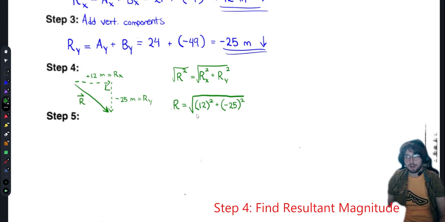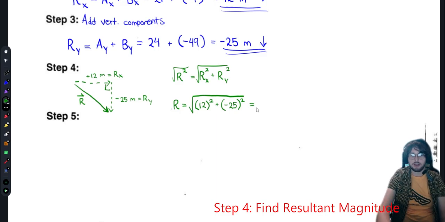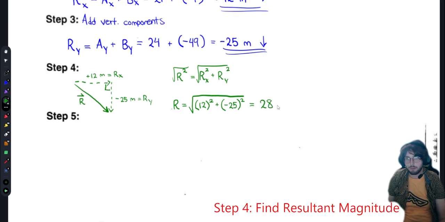And if you want to see what I mean, if you plug this into your calculator, you're going to get the right answer, which is 5 squared plus 12 squared, and then you take the square root of that. Oh, 769, whoop, which is about 28 meters.